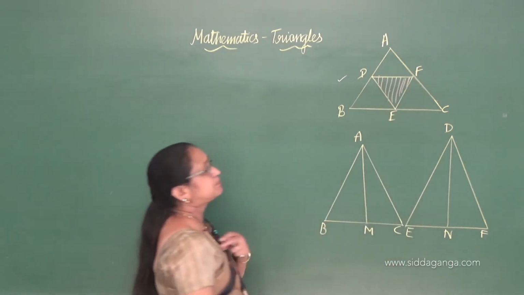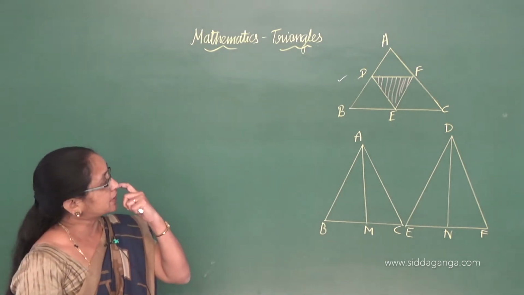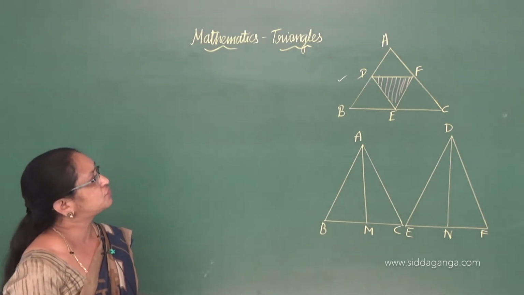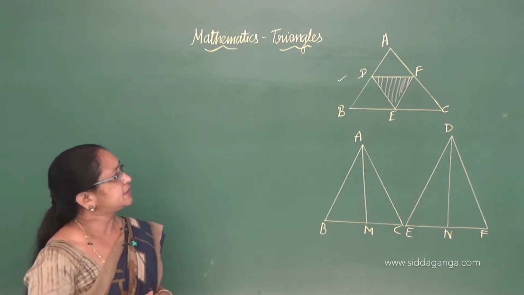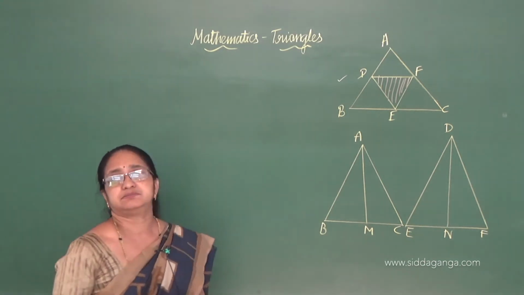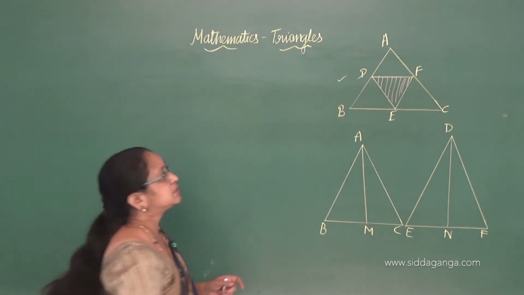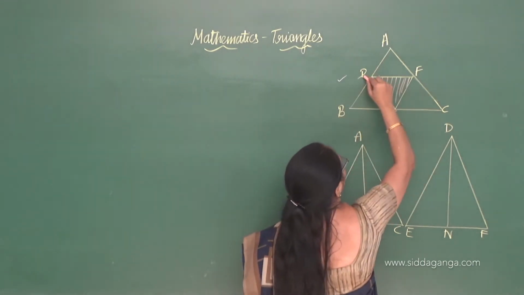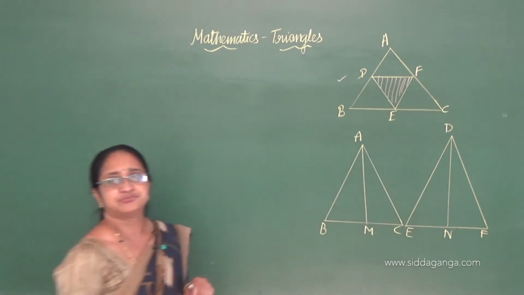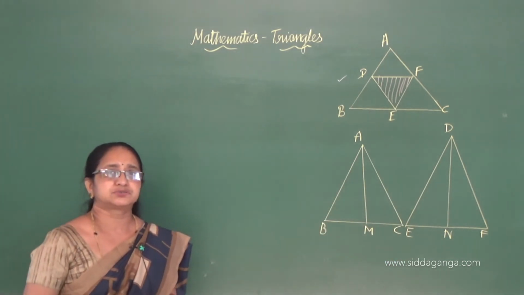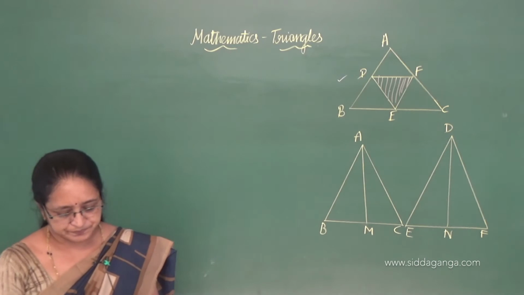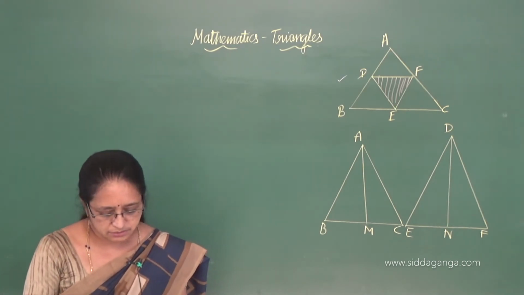So you have to find out the ratio of the areas of triangle DEF to ABC. You have to find out the ratio of those two triangles, the bigger triangle ABC and DEF. Understood? I hope you understood the question. So here you have to find it.